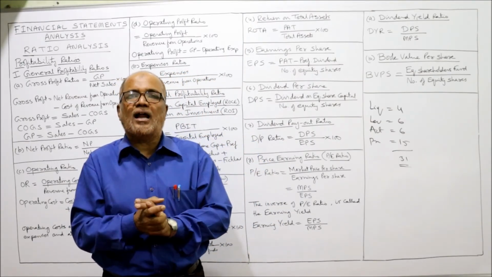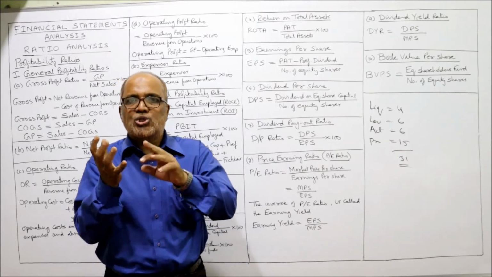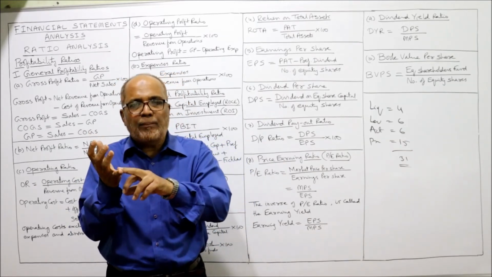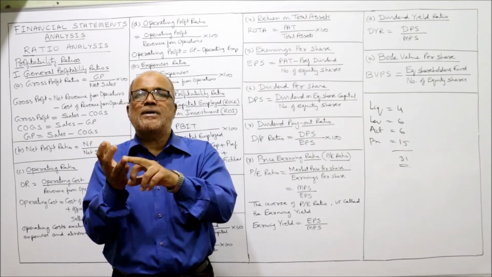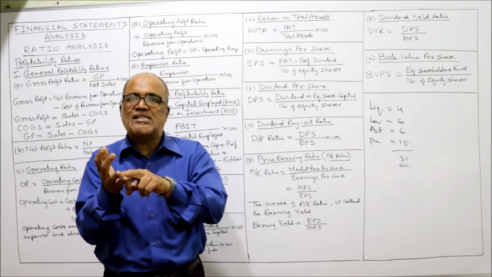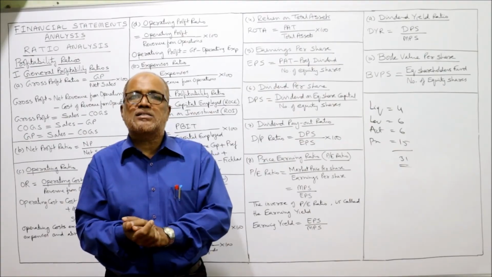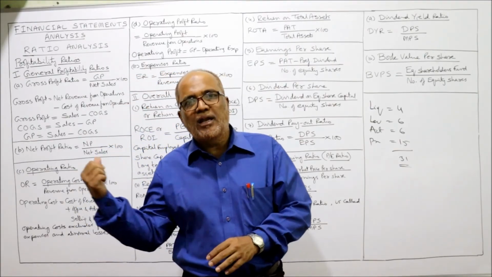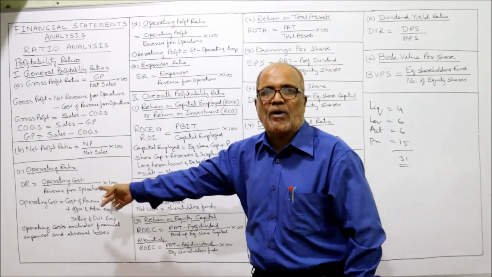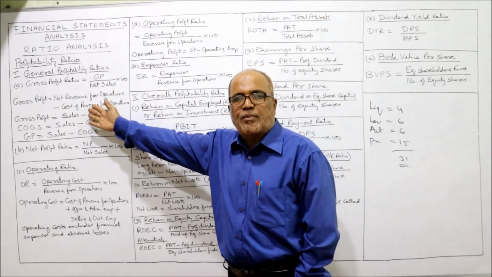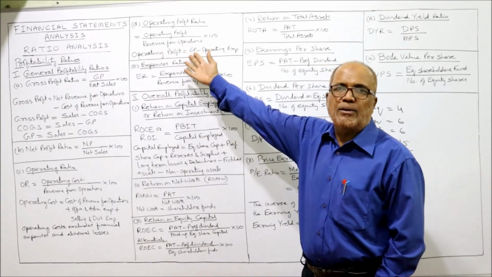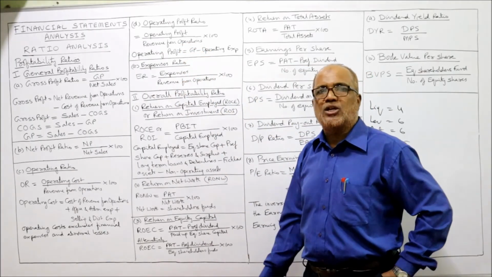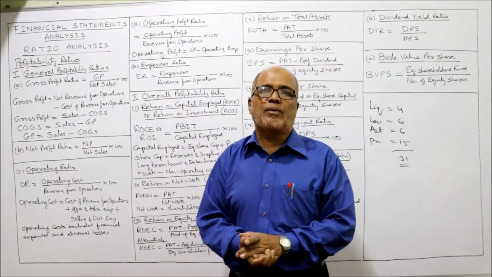Then 6 are activity or turnover ratios: stock turnover ratio, receivables turnover ratio, payables turnover ratio, working capital turnover ratio, fixed assets turnover ratio, total assets turnover ratio. Now 5 are general profitability ratios: gross profit ratio, net profit ratio, operating ratio, operating profit ratio, expenses ratio.